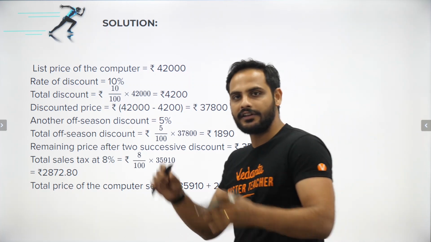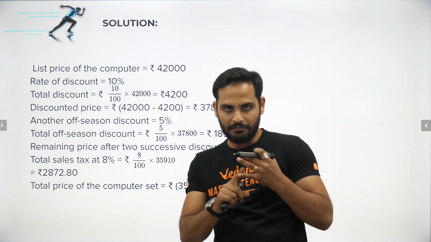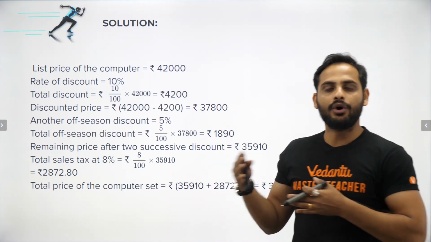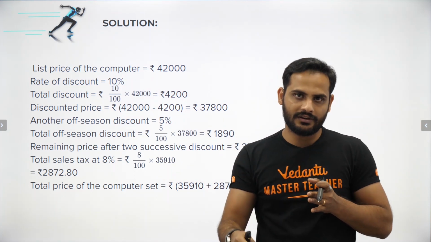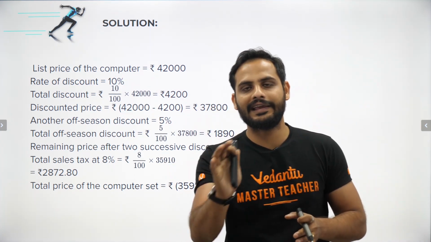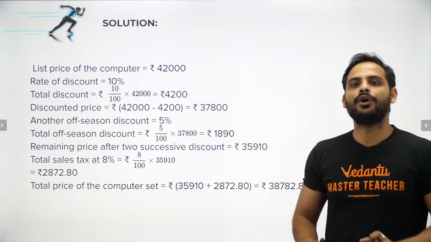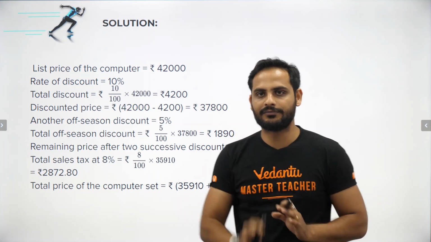So what are the important things, bacho? First important thing is discount we have to calculate on the mark price. If there is further more discount, they will tell you that this discount is either on the mark price or on the discounted price. Second thing is sales tax is always charged on the selling price. Okay, you cannot charge the sales tax on the mark price. Is it clear? Let's move to the next question.